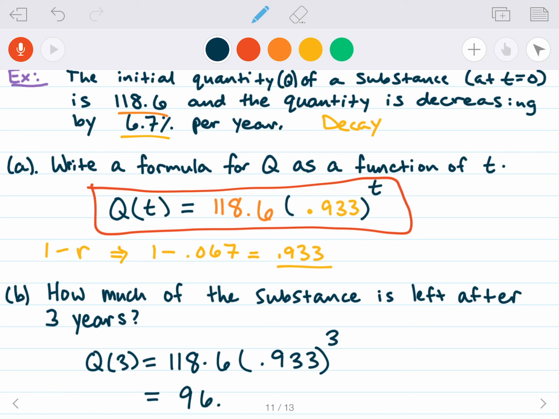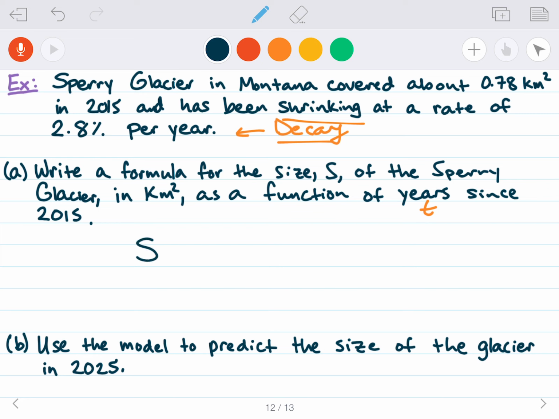Okay, let's do some more. So Sperry Glacier in Montana covered about 0.78 kilometers squared in 2015, and it's been shrinking at a rate of 2.8% per year. Okay, so shrinking tells us decay right off the bat. So we want to write a formula for the size of the glacier as a function of years since 2015. And maybe we can call years t. Okay, maybe that can be our variable. So the size is going to be s, and then our independent variable we're calling t.